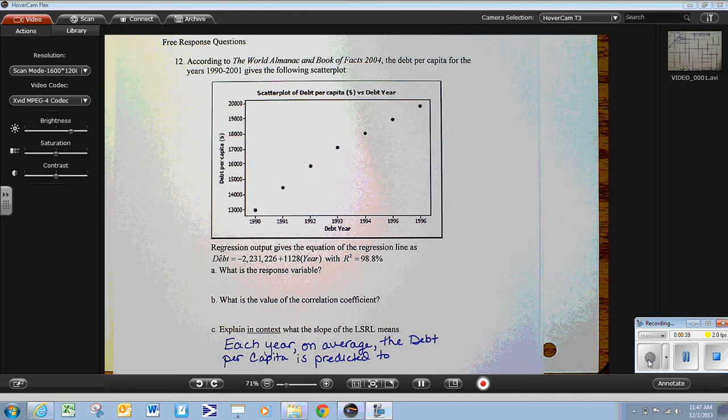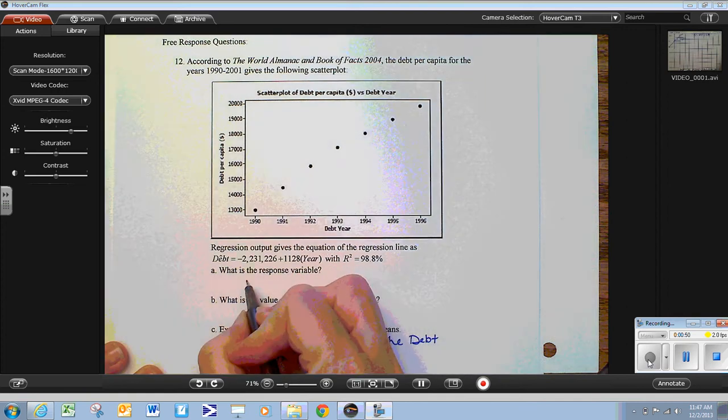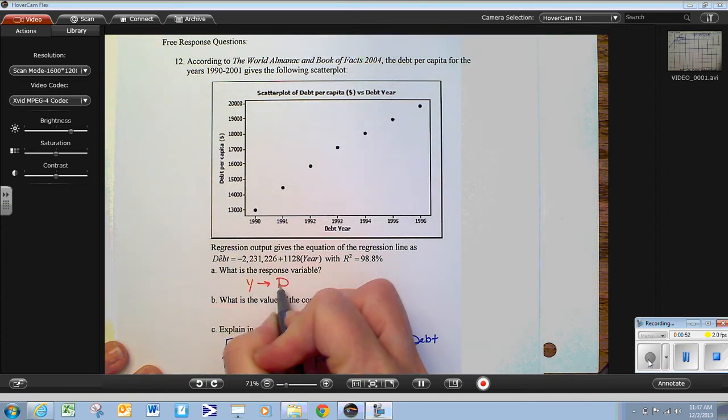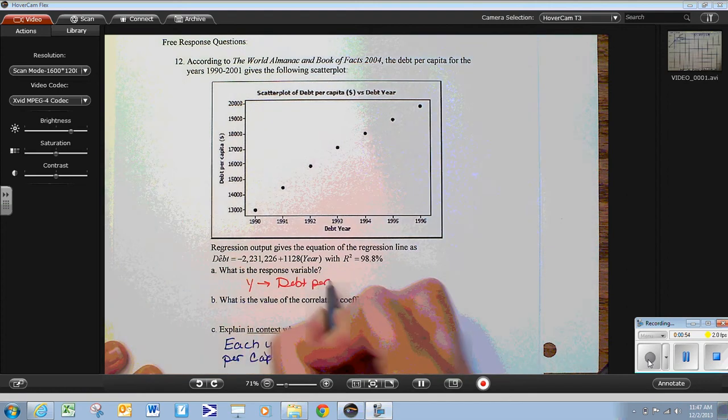A, what is the response variable? Keep in mind, response variable is what you are trying to predict. We put it on our y-axis as a model, so our response variable is the y value of debt per capita.